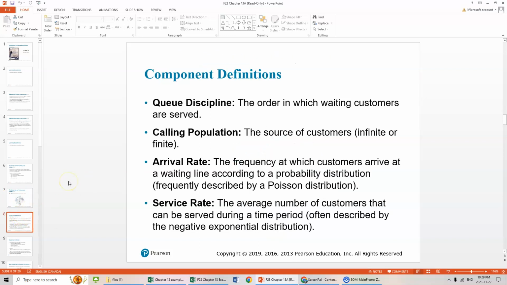So some of the components: we have the queue discipline, the order in which waiting customers are served. We might think it's first come, first served, but in some systems it's not. Some systems, like the emergency room at the hospital, are not first come, first served. There's a system in which they prioritize which patients are going to be seen first. Calling population, the source of customers, whether it's infinite or finite. The arrival rate follows a Poisson distribution, and the service time follows an exponential distribution.